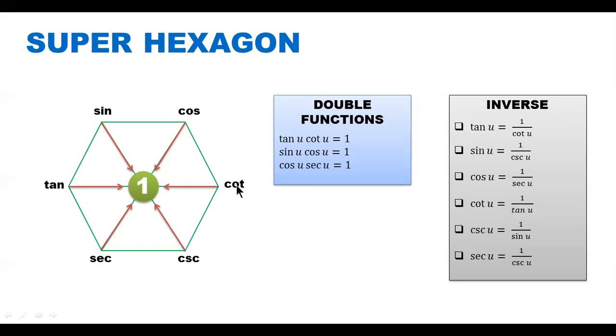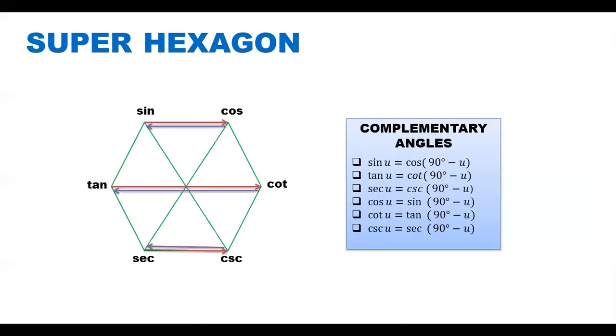Di ba, cotangent. Pero kailangan niyang nasa denominator yung isa, kasi nga, inverse sila. Okay, so that's it for the double function and the inverse of the simple trigonometric functions. At nagamit natin yung Super Hex ng hindi tayo masyadong nagme-memorize ng mga trigonometric functions sa ating notes. Okay, so let's do the next application.